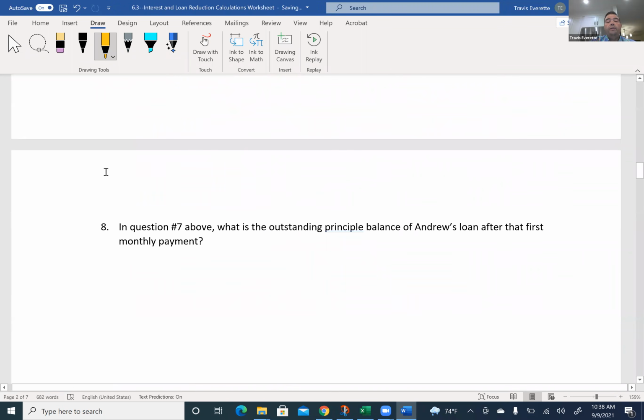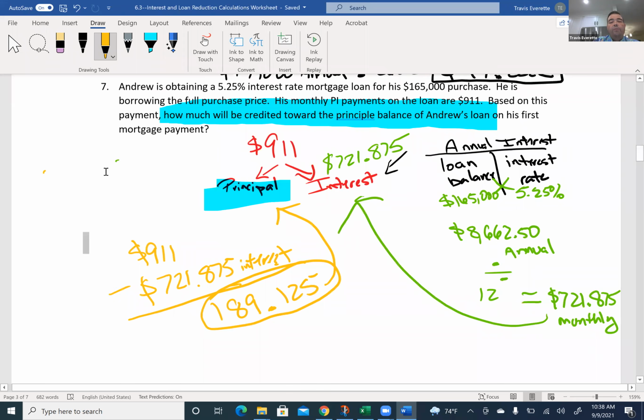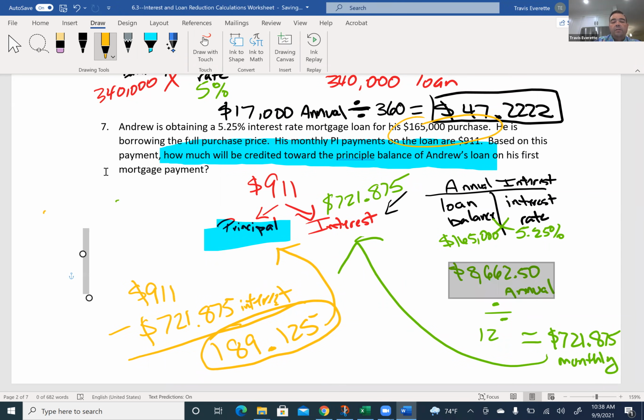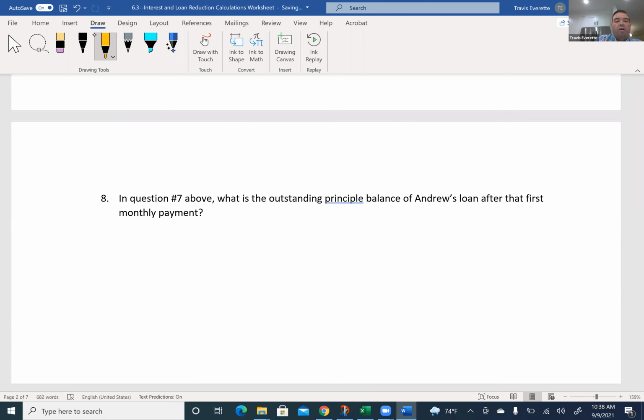All right. Number 8 refers back to that same question. It says in question number 7 above, what's the outstanding principal balance of Andrew's loan after that first monthly payment? Okay. Well, let's talk about the balance of his loan before that payment. He borrowed $165,000. Okay. So since he borrowed $165,000, that's where we need to start when we're coming up with his balance. That's his starting balance.